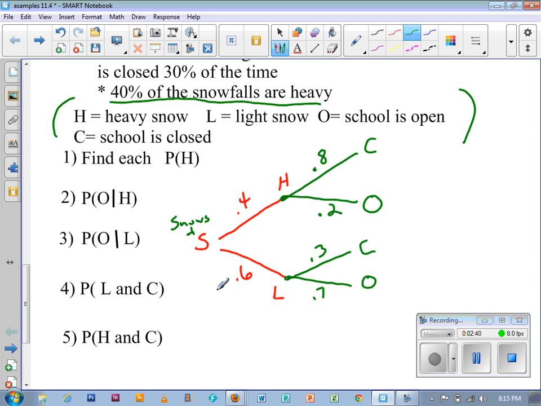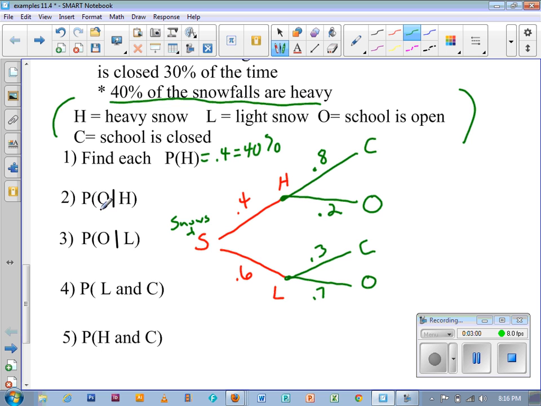Now, once you have this diagram set up, it's fairly easy to use. Sometimes they're as easy as number 1. It just says probability of heavy snow. All you have to do there is look at your tree diagram. You're going from it snowing to heavy snow. It's 0.4 or 40%. The actual problem gives you that directly, so we just write that down.